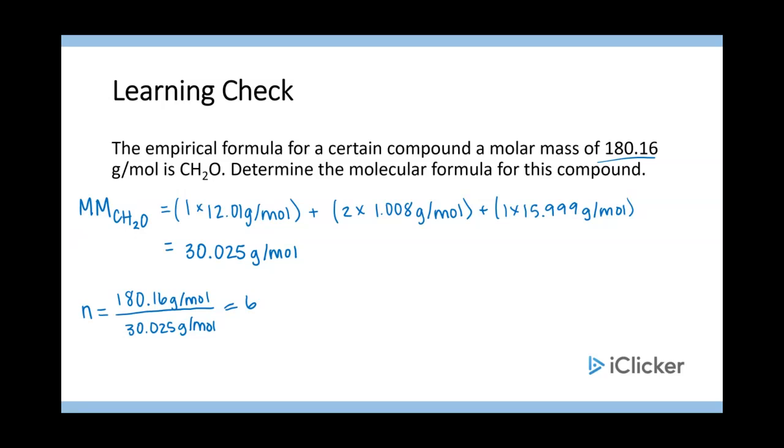That ratio is 6. So that means however many atoms we have in the empirical formula, we have 6 times as many atoms in the molecular formula. So the molecular formula is the empirical, where we multiply each subscript by that integer of 6. So C 1 times 6, H 2 times 6, O 1 times 6. We get C6H12O6.